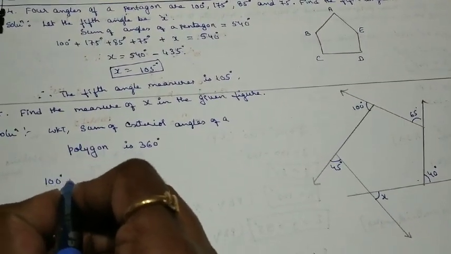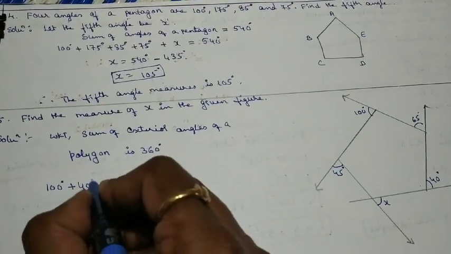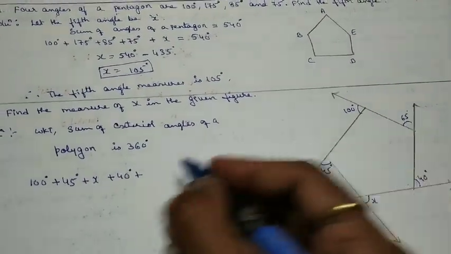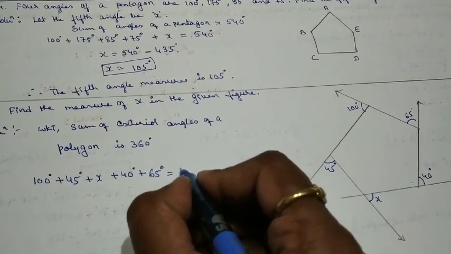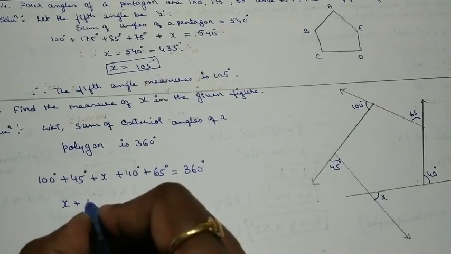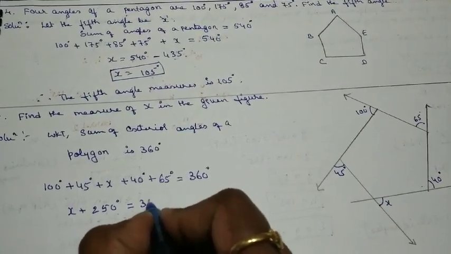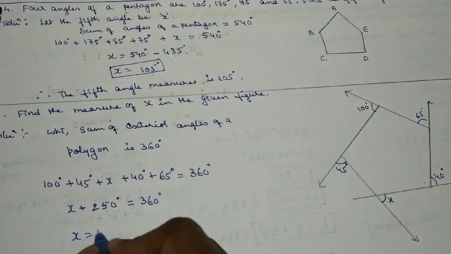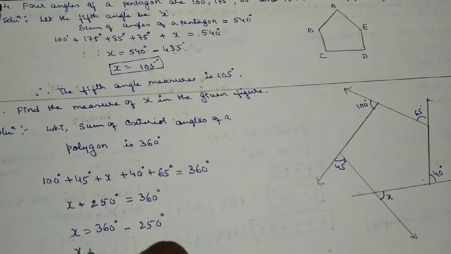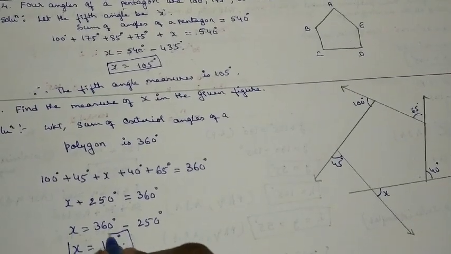So 100 degree plus, let me go from here anti-clockwise, 45 degree plus X plus 40 degree plus this angle is 65 degree, equals 360 degree. Then X plus the addition of all these angles gives 250 degree equals 360 degree. Then apply the linear concept: X equals 360 degree minus 250 degree, then X equals 110 degree. So we got the X value, children.